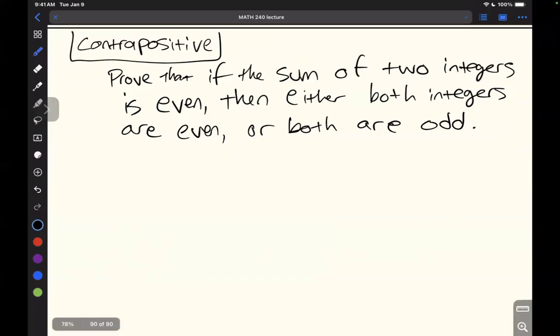Okay, let's try and write it in symbols first. Turn to your neighbor and try and figure out, if we're trying to prove P implies Q, what's P and what's Q?